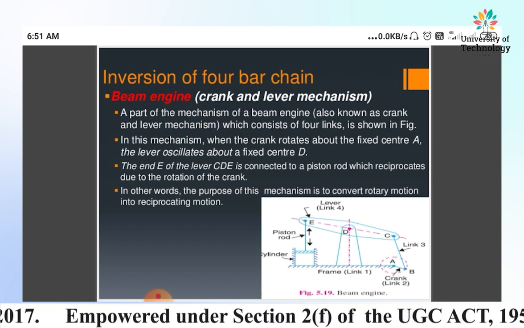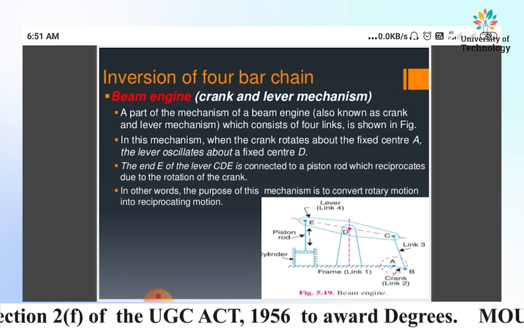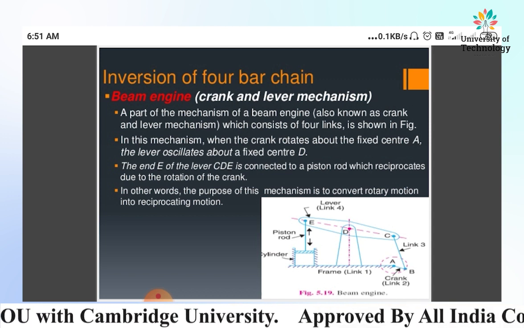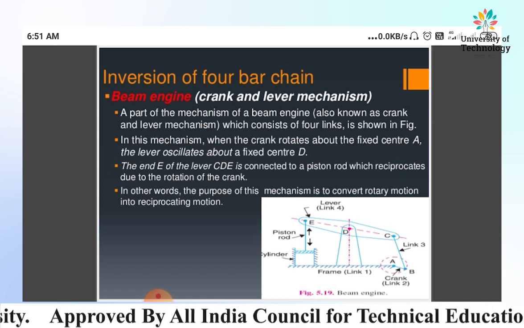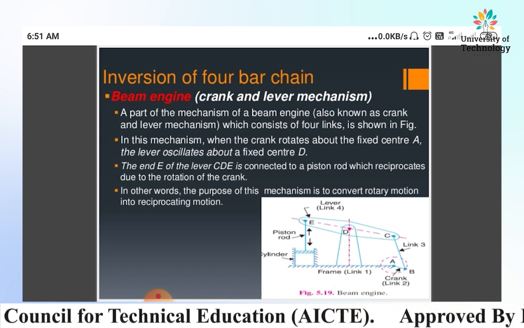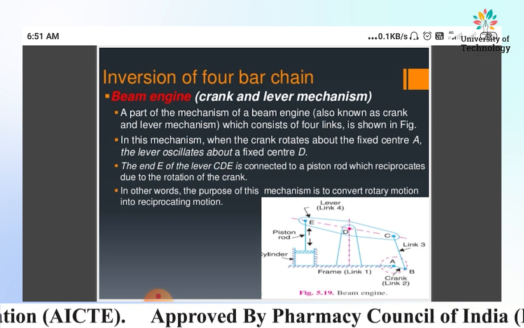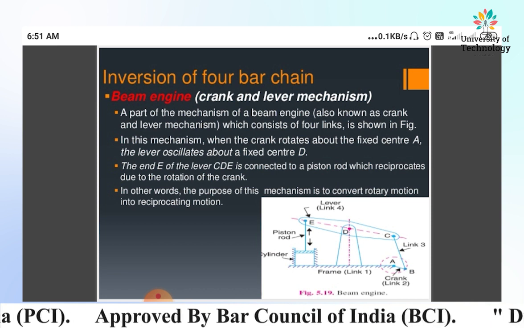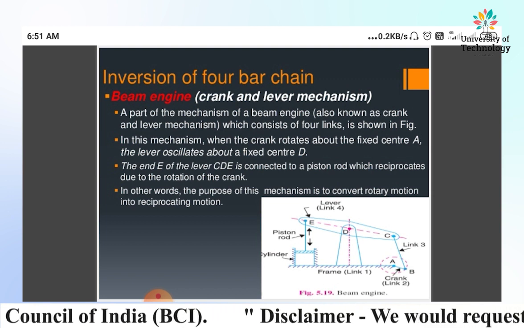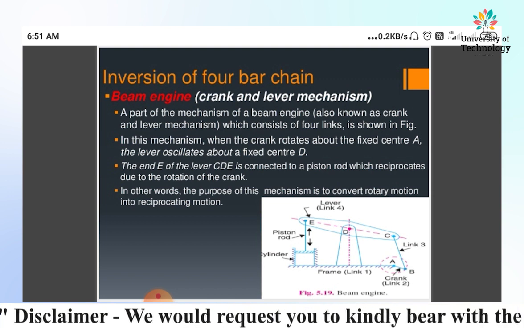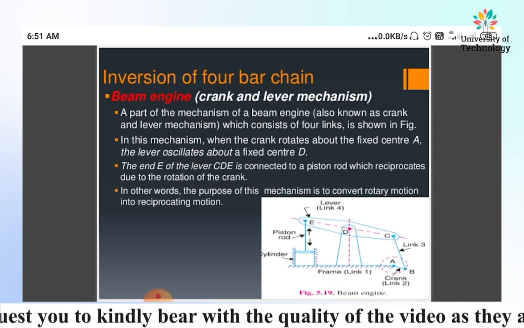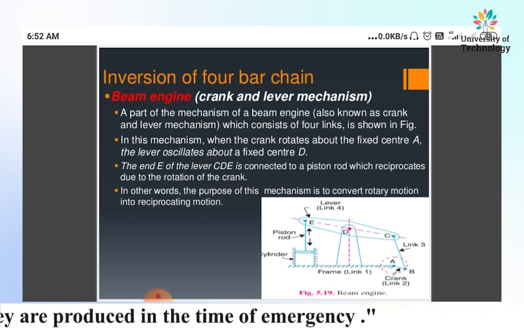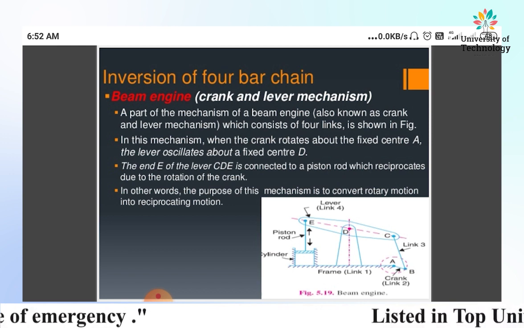When the crank rotates about the fixed center A, as shown in the figure, the lever oscillates about the fixed center D. If D is the fulcrum at the middle of the lever, the end E of the lever CDE is connected to a piston rod which reciprocates due to the rotation of the crank. In other words, the purpose of this mechanism is to convert rotary motion into reciprocating motion. It is applied in power hacksaw machines.